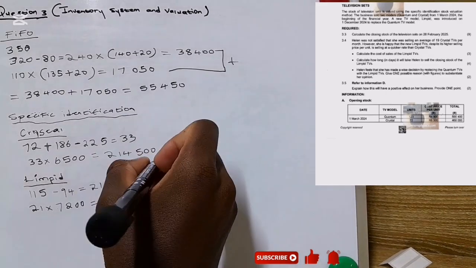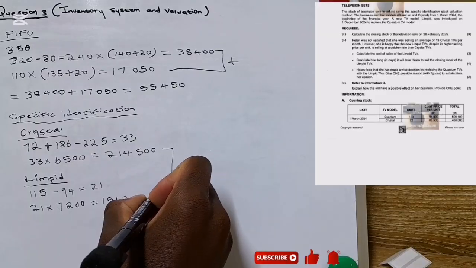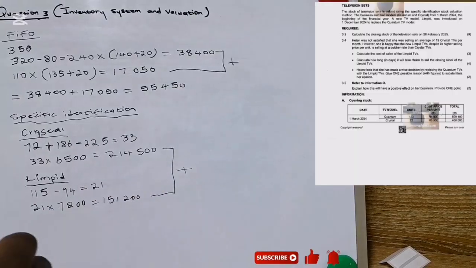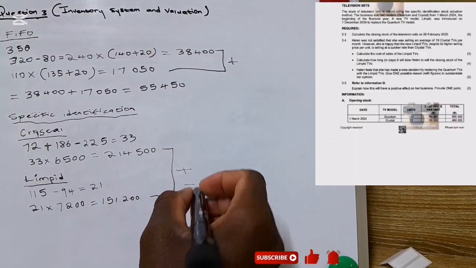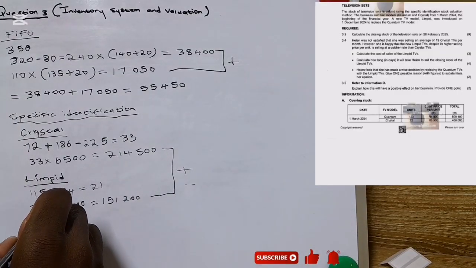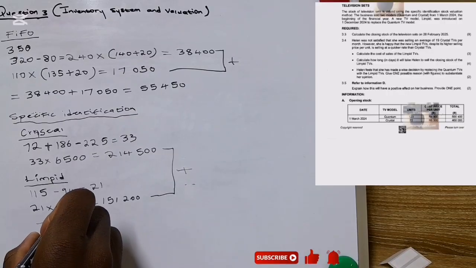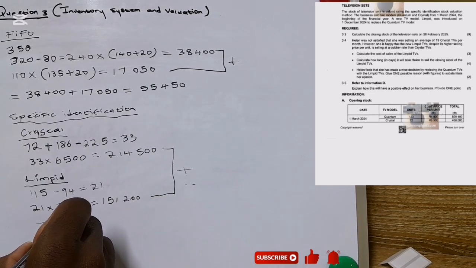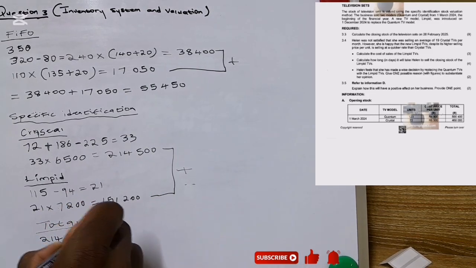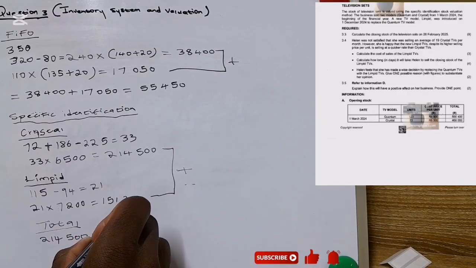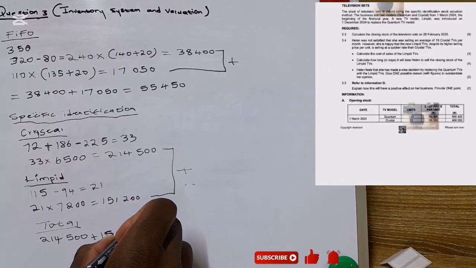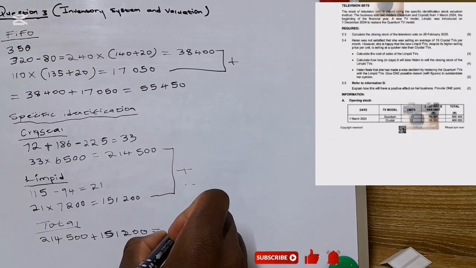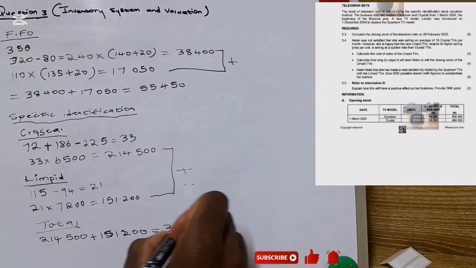So the total for our models on the specific identification method is 214,500 plus 151,200, which gives us 365,700.